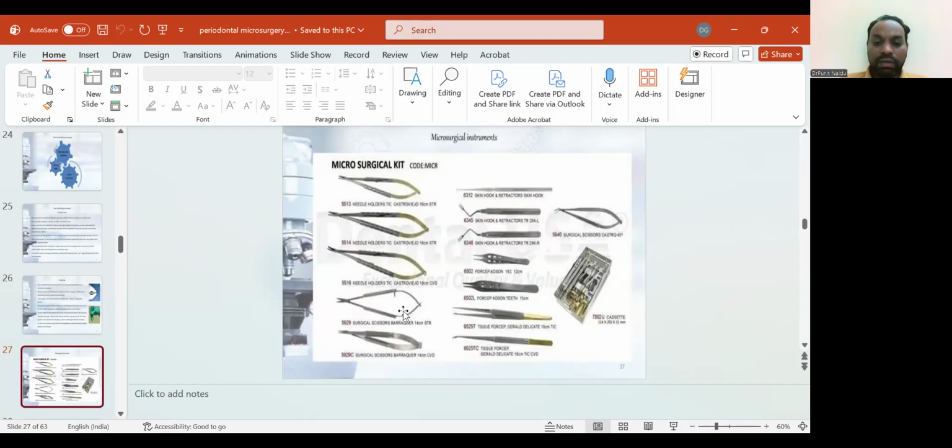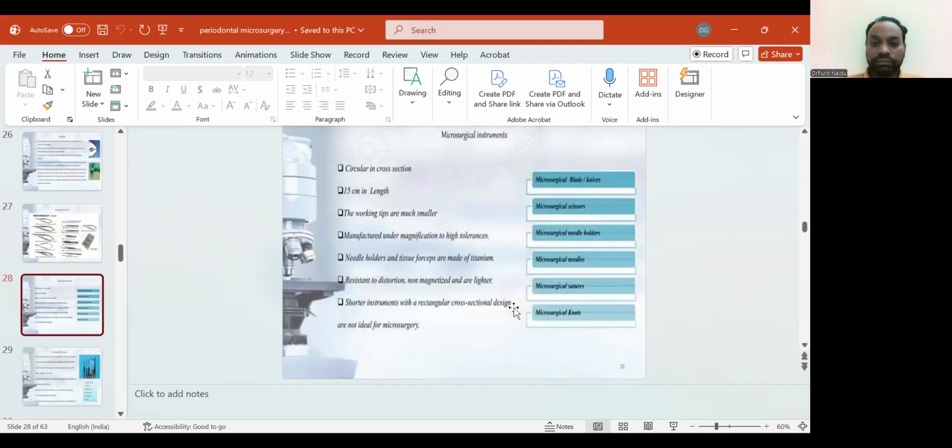And these are the various types of castroviejo instruments used in microsurgeries. And the other kind of instruments are retractors, tissue forceps, tooth and non-tooth. The microsurgical instruments are circular in cross-section, 15 centimeters in length. The working tips are much smaller, manufactured under magnification to high tolerances.